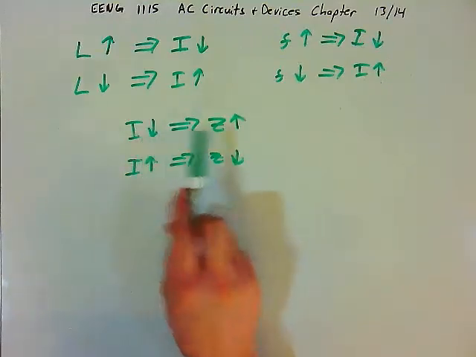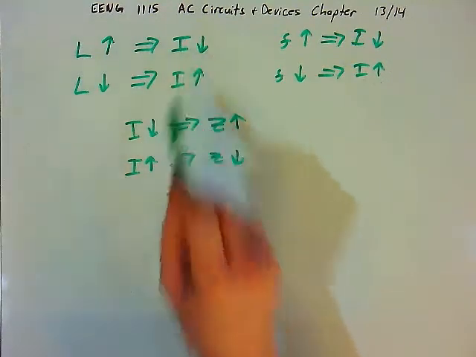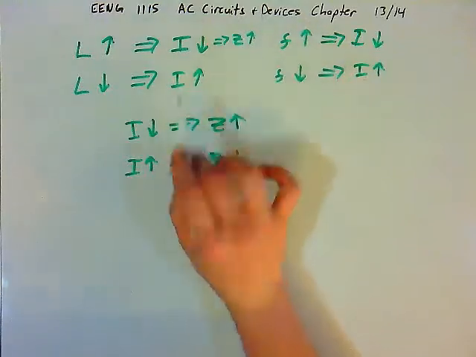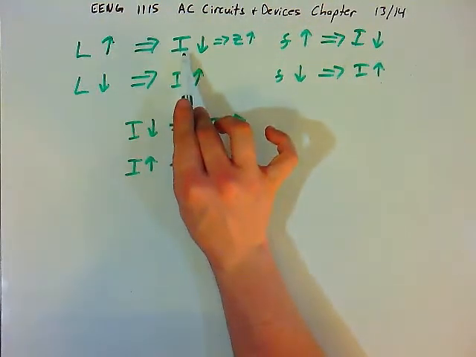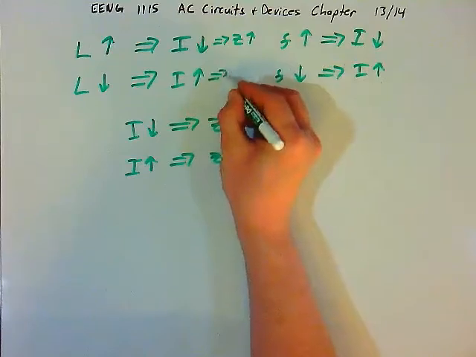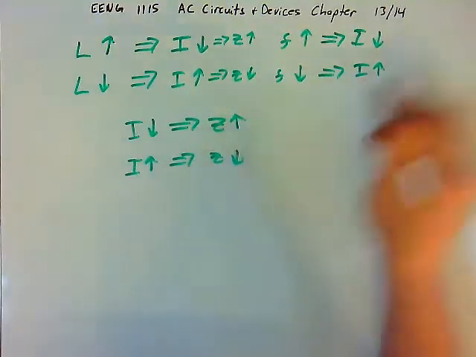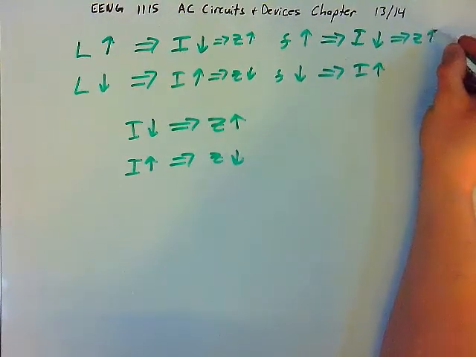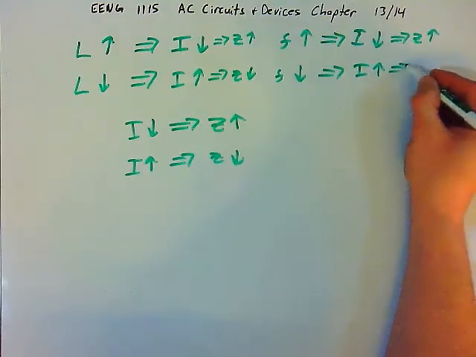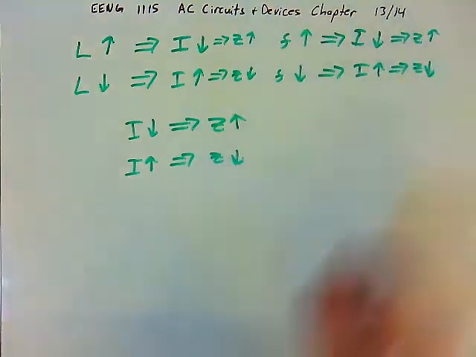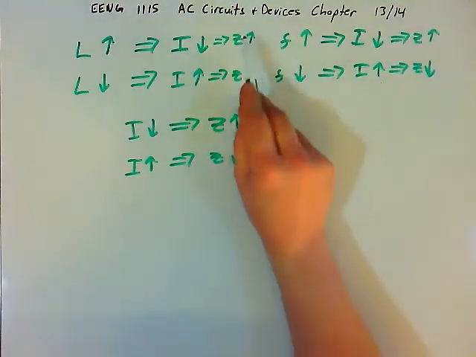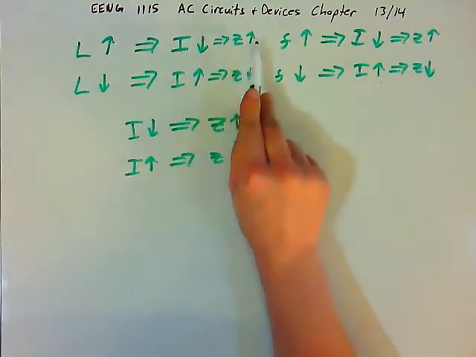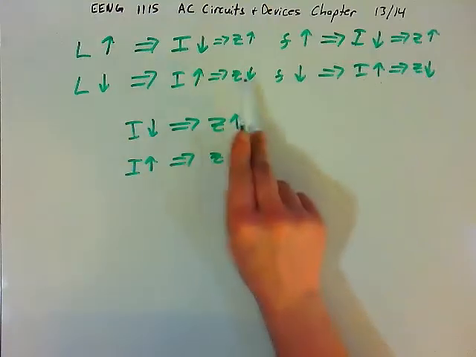A small inductance means high impedance. So if we have a small inductance, that means high impedance. And if we have a large current, that means we have a small impedance. Same thing over here. If the current is small, that means the impedance must be high. And if the current is high, that means that the impedance must be low. And so this means that the impedance is directly related to the inductance. More inductance means more impedance. Less inductance means less impedance.